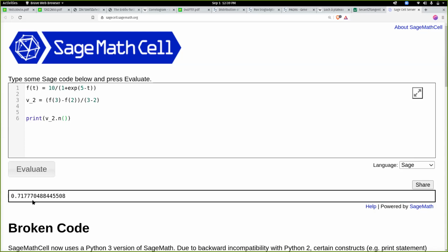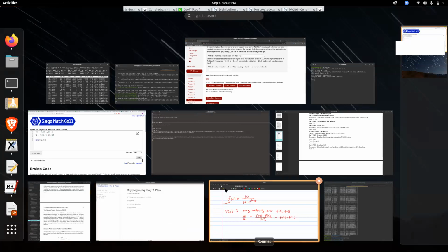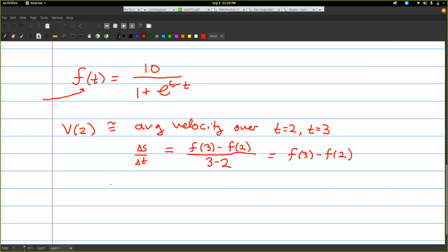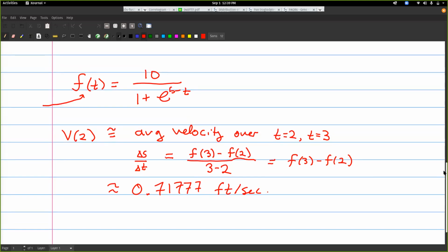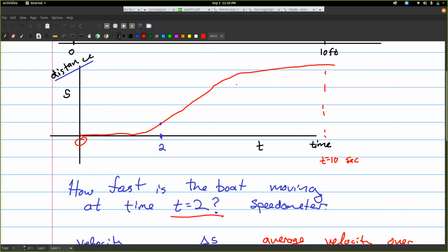And what I get is 0.71777. All right, so if I come back here to my sheet, what I just got is this approximation for the velocity at time 2. So it's approximately equal to 0.717777, and the units here would be feet per second. All right, great. So this is a rough approximation, because if you look at what's happening over that second from 2 to 3 here, the thing is actually kind of accelerating.